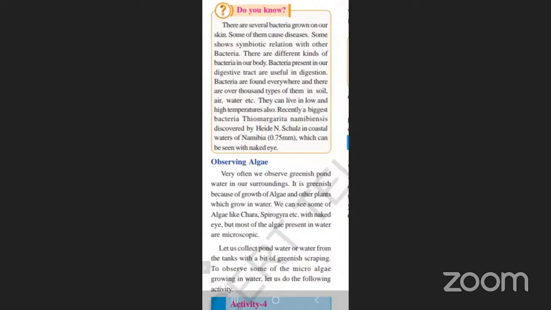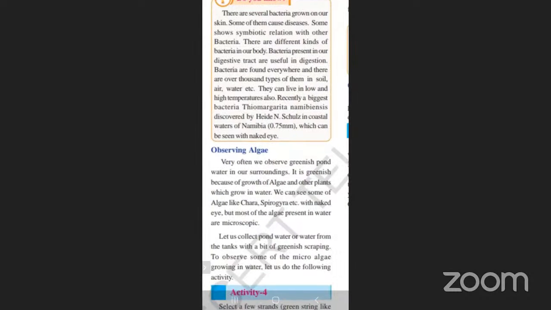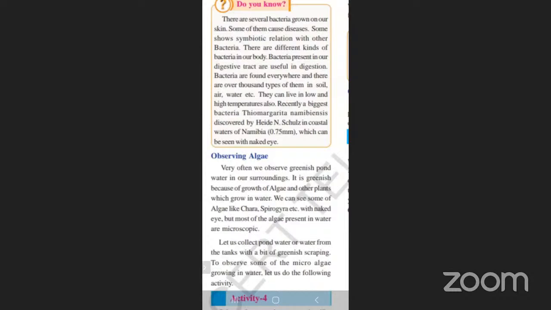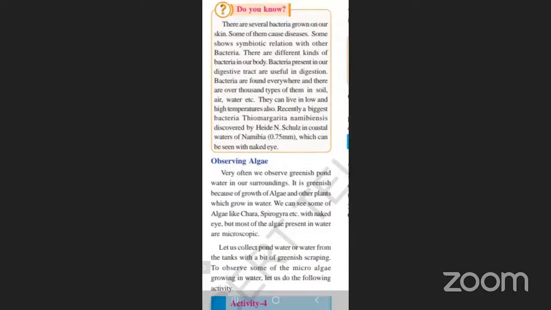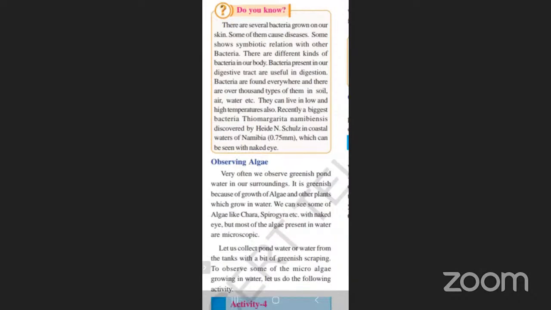Recently, a biggest bacteria, Thiomargarita namibiensis. Listen carefully. Thiomargarita namibiensis. Please underline that. Recently, the biggest bacteria, Thiomargarita namibiensis, was discovered by Heide and Schulz in the coastal water of Namibia.